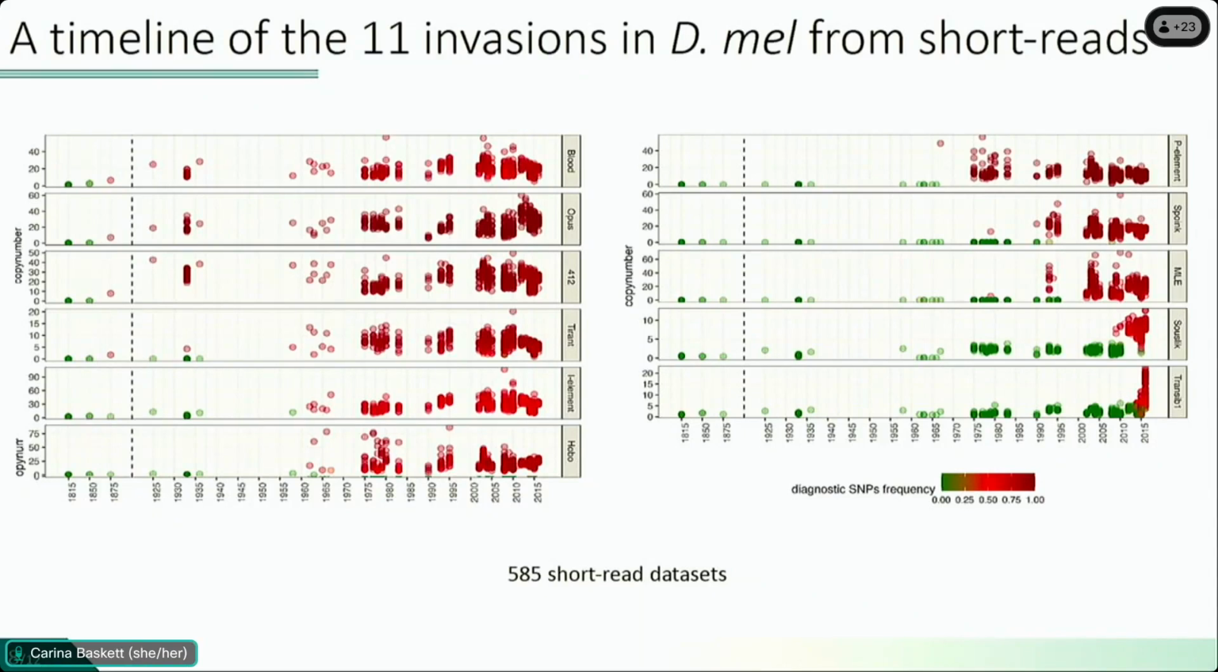And we can speculate a bit how the balance is maintained between new TEs invading and removal. There are some papers suggesting that there is a slight bias in deletion in melanogaster, and this maybe might explain how it managed to maintain the genome of a certain size. But for the moment, it's speculative.